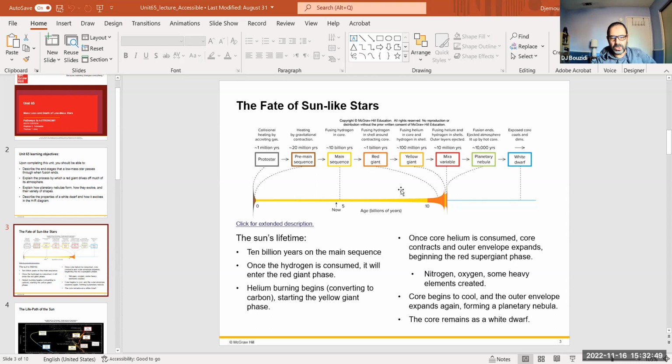Then it's going to spend most of its life, about 10 billion years, as a main sequence star. For the case of the sun, it's really in the middle of its life here, and it's of this type. It's a low mass star.